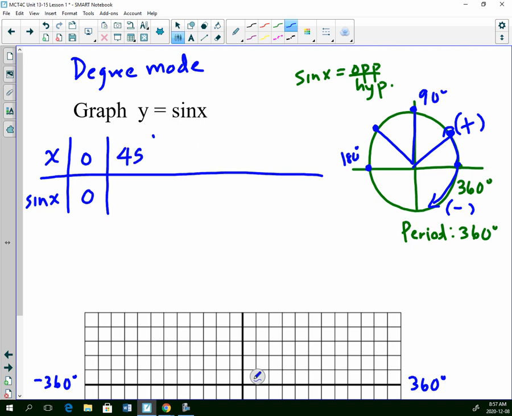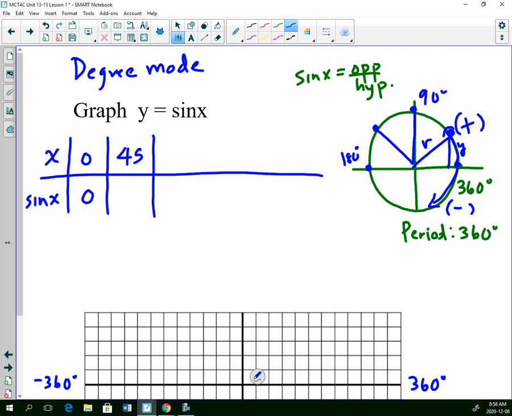So maybe I'll pick 45. So what I'm doing is I'm picking a point that's 45 degrees from the x-axis, and I'm creating a triangle, and I'm measuring the opposite side over the hypotenuse and getting a ratio. And it's okay to use decimals. Okay, you don't have to use fractions. So just type in sine of 45.